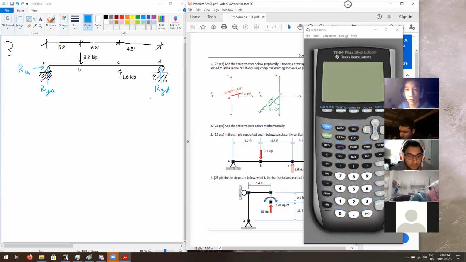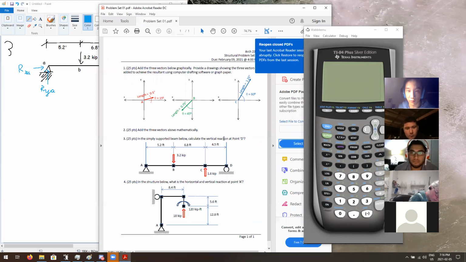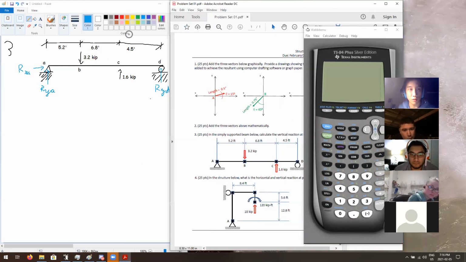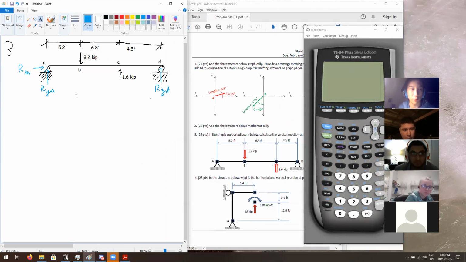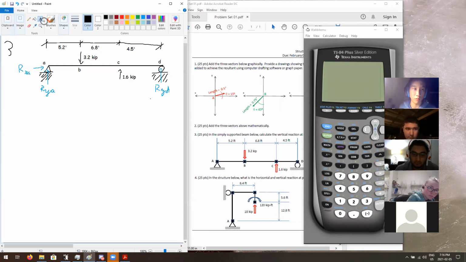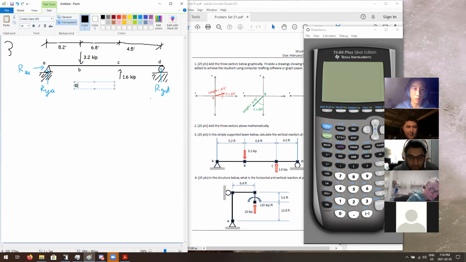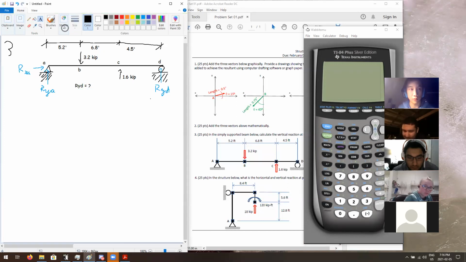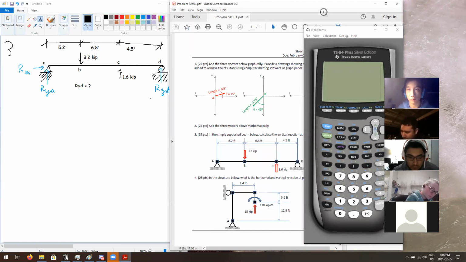All right, so we got everything we need. We need to calculate the vertical reaction at point D. We are looking for R sub y D. This is what we're looking for.